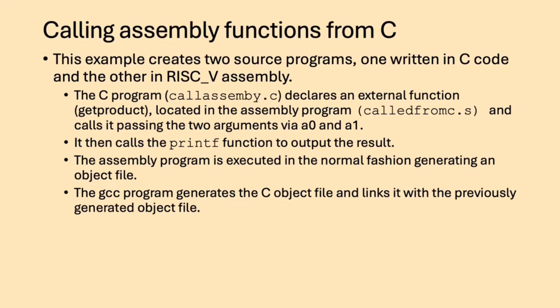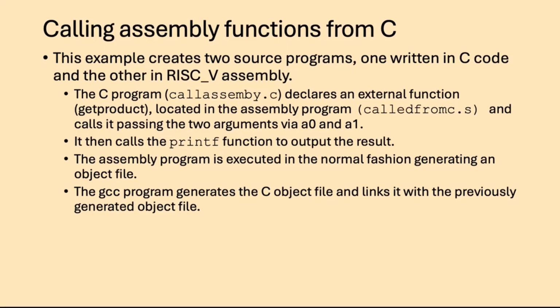The high-level power of C can be combined with our RISC-V assembly language programs. The assembly language program is assembled into an object file, as usual, but it is linked with the program using GCC instead of the LD link editor. First of all, we're going to generate the assembly program's object file with the AS command, and then we're going to link it with the C program using GCC.